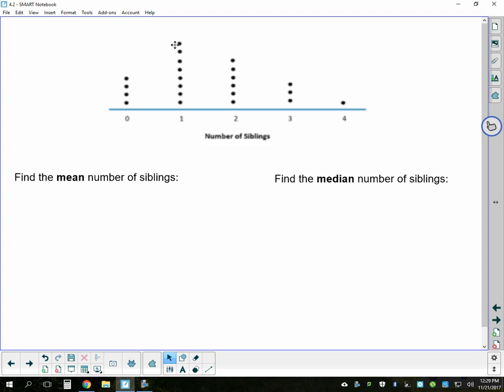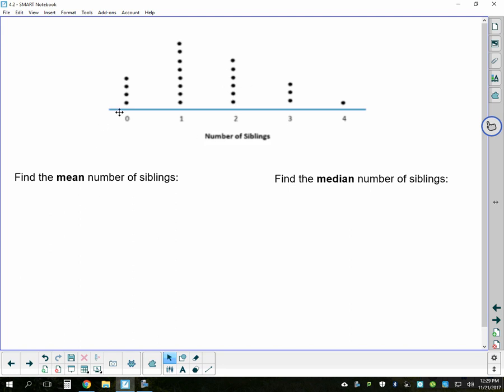You can do the same thing with your 1s, your 2 siblings, 3 siblings, and then you can see that there was 1 person who had 4 siblings. Okay, 3 people had 3, 6 people had 2 siblings, okay?